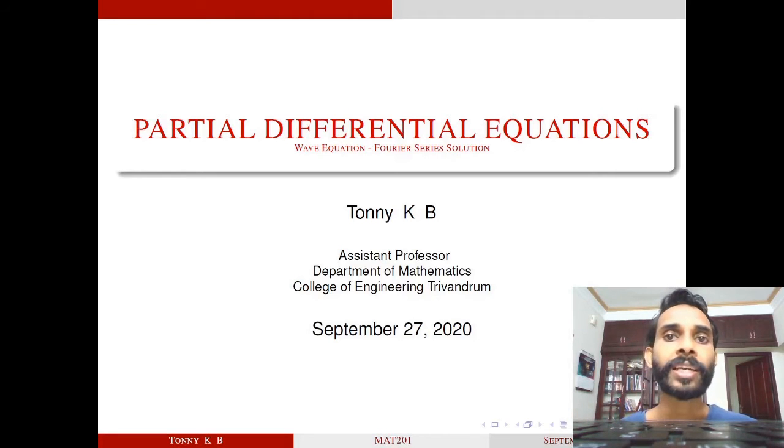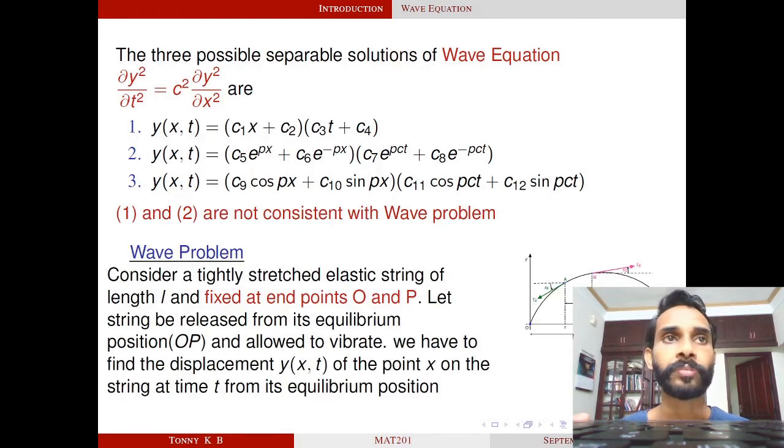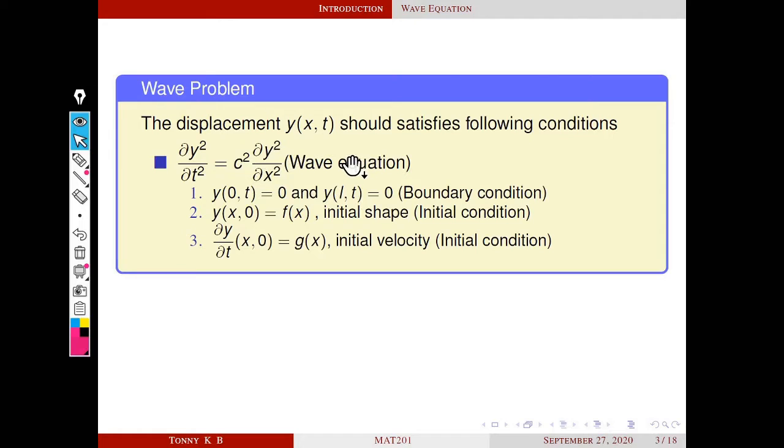Namaskaram. In the last two classes, we have derived the wave equation and three possible separable solutions. Also, we have seen that 1 and 2 are not consistent with our wave problem. In this session, we will solve this problem using the third solution derived in the last class. Okay, let's start. This is the mathematical version of our wave problem.